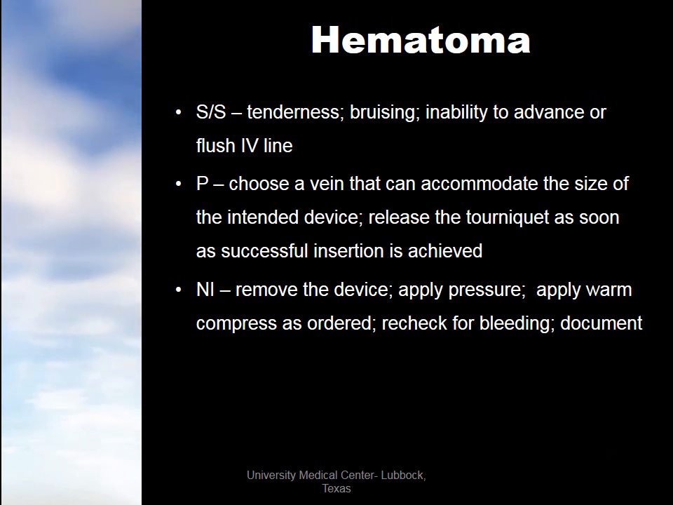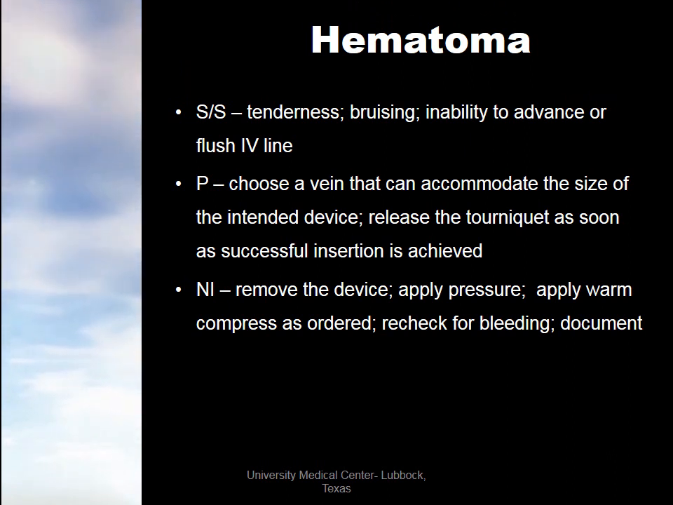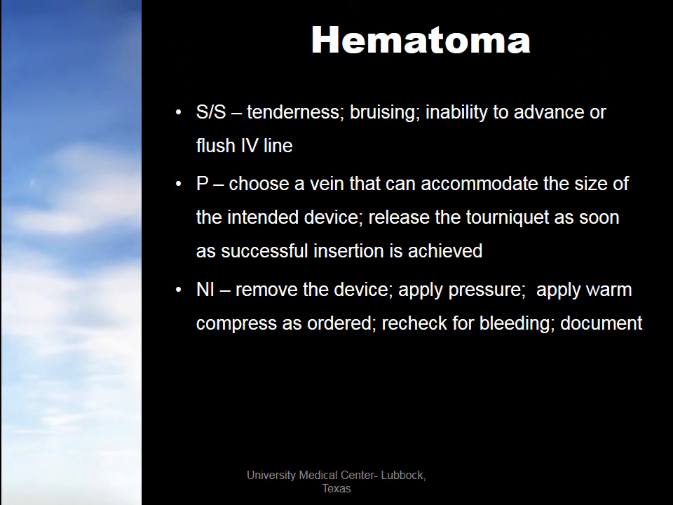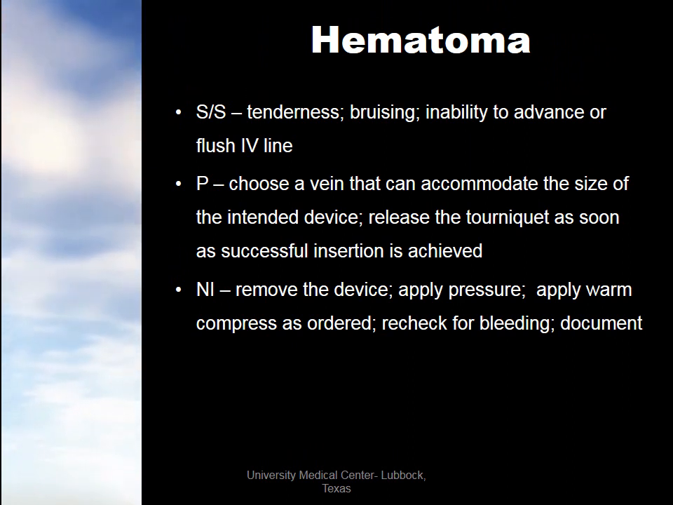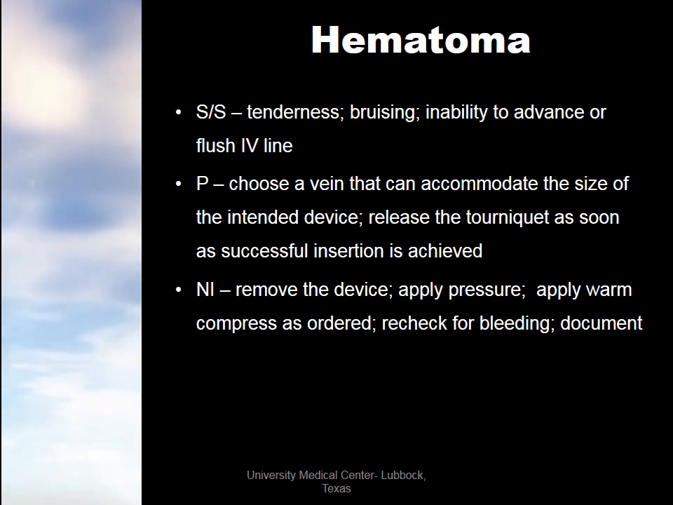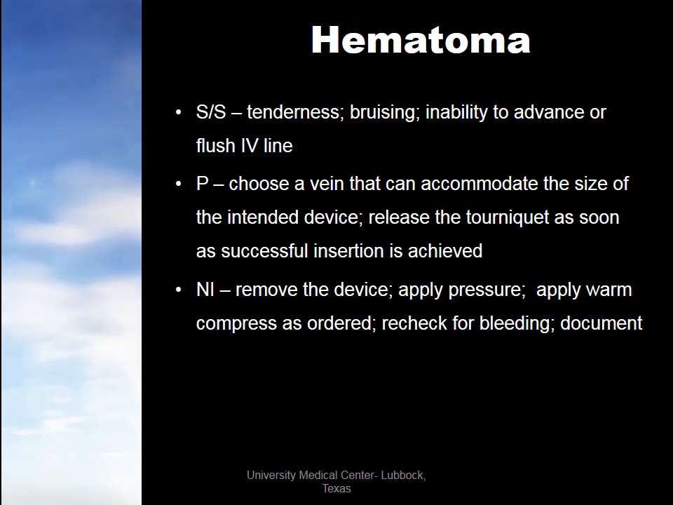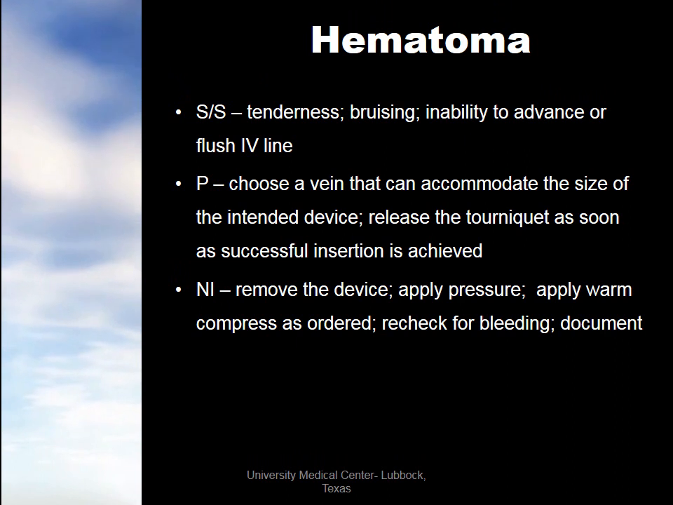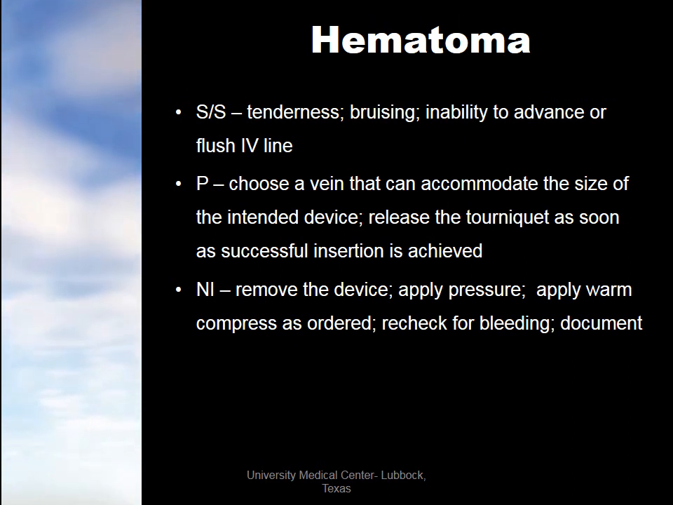Hematoma is a bruising at a venipuncture site as a result of bleeding in the area. Signs and symptoms include tenderness, bruising, inability to advance or flush IV line. Prevention. Choose a vein that can accommodate the size of the intended device. Release the tourniquet as soon as successful insertion is achieved. Nursing interventions. Remove the device, apply pressure, apply warm compress as ordered, recheck for bleeding, and document.